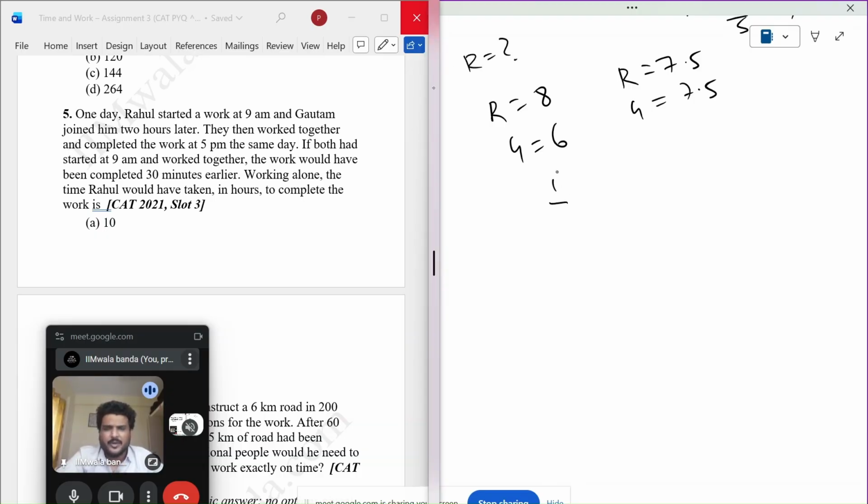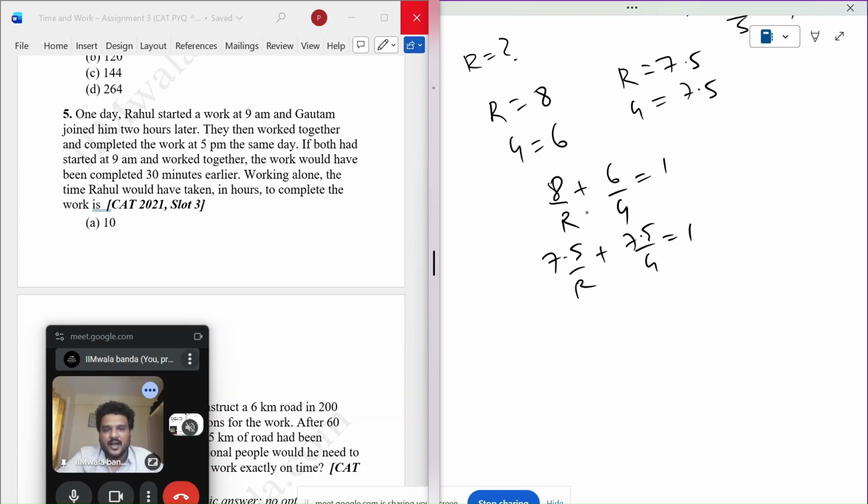Again, it's just about decoding the language. Basically, now it becomes 8 hours, and work done by Rahul or R in 1 hour is 1 by R. So 8 by R plus 6 by G. Plus, obviously, because there is no negative work, right? And they complete the work. 7.5 by R plus 7.5 by G is equal to 1.